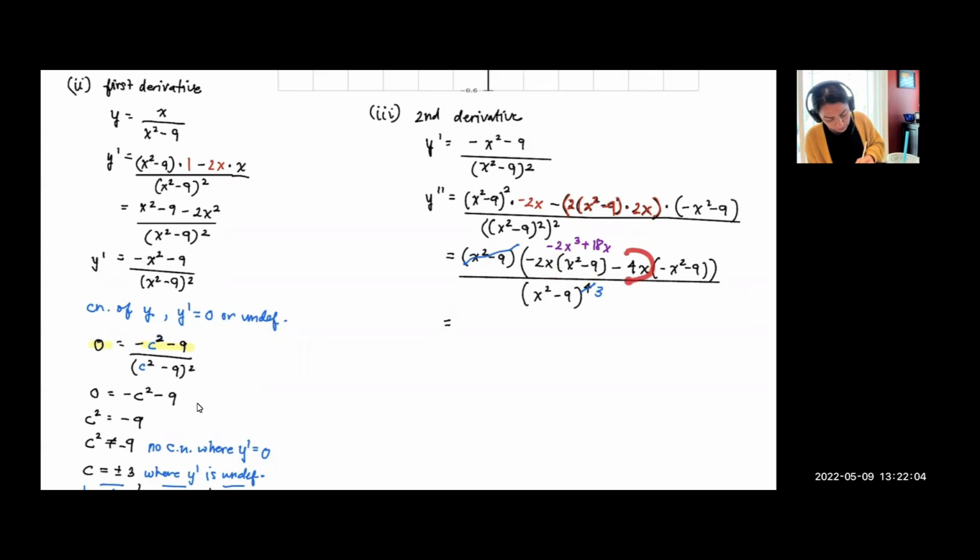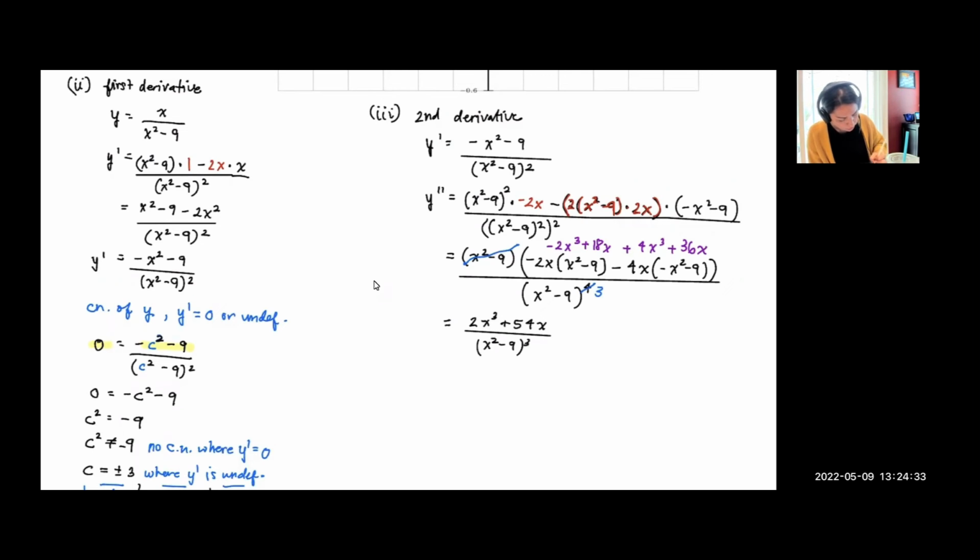Next, I'm going to have -4x times -x², which will give me a plus 4x cubed and a plus 36x. So what does that look like? On the numerator now, we're going to have 2x cubed plus 54x, all over the x squared minus 9 cubed.